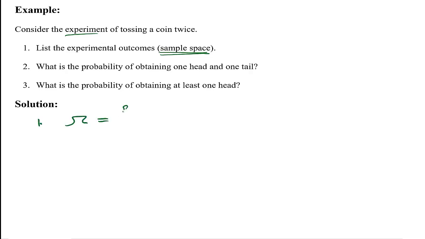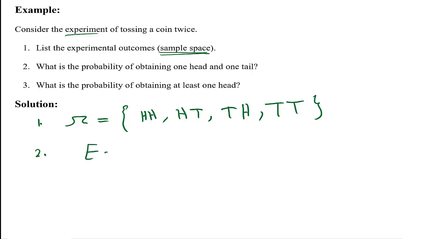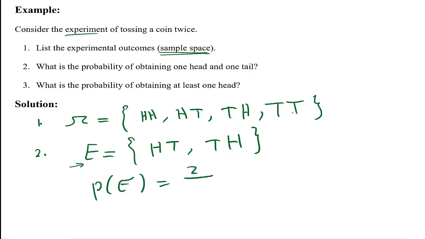So let's say omega equals. In tossing a coin twice, we could have head-head, or head-tail, or tail-head, or tail-tail. So this is the sample space. This is the answer of part 1. The answer of part 2: what is the probability of obtaining one head and one tail? This could be written as head-tail or tail-head. We need one head and one tail, so the number of outcomes in this event is just 2. So the probability of E is 2 over 4.